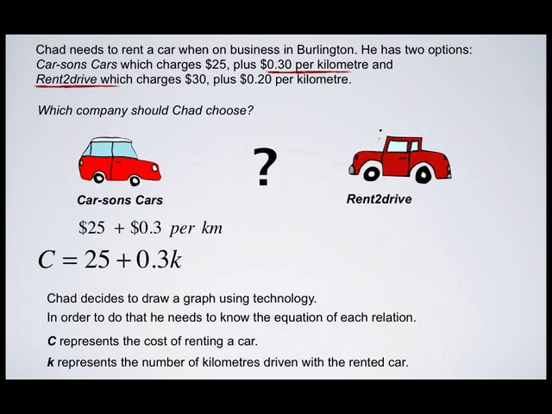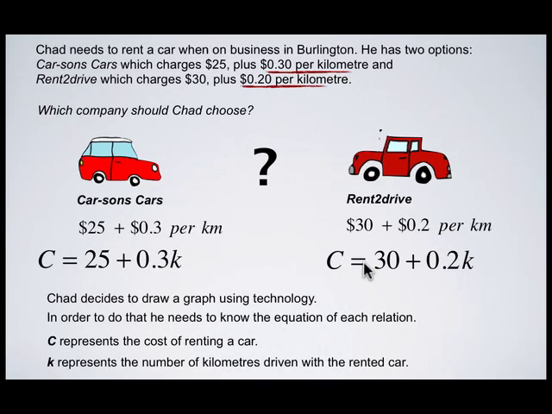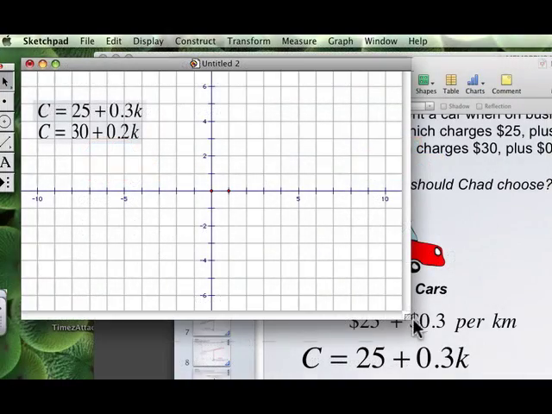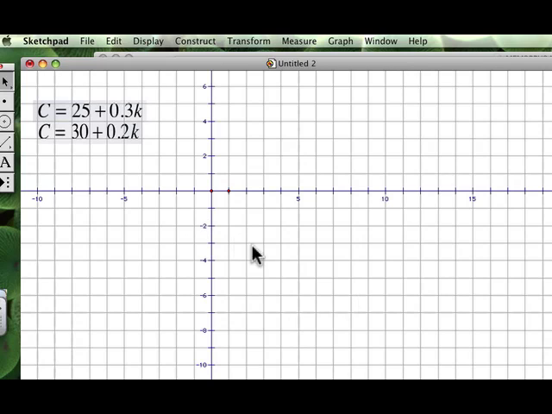So Rent to Drive, now they charge $30 per day plus 20 cents per kilometer. And so when we write our equation for Rent to Drive, it's going to be C equals 30, which is the flat rate fee, $30 per day, plus 0.2 times K, which is 20 cents per kilometer driven. So what you're going to do is open up Geometry Sketchpad. We're going to graph these using Geometry Sketchpad.